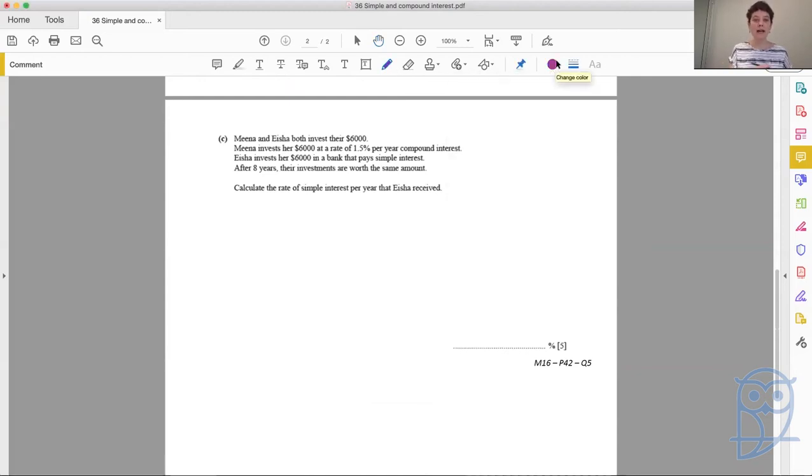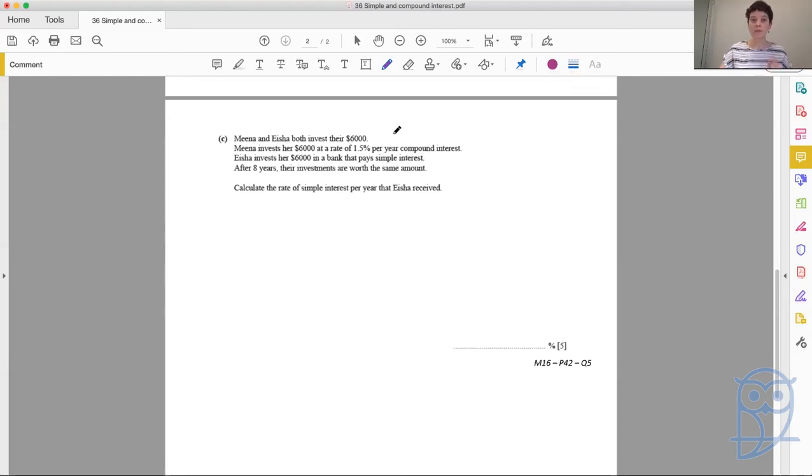So Mina and Aisha both invest their $6,000. Again, we're following on from previous parts in a question all about Mina and Aisha. Mina invests her $6,000 at a rate of 1.5% per year compound interest. Aisha invests her $6,000 in a bank that pays simple interest. They don't tell us the rate. After 8 years, their investments are worth the same amount. The 2 investments are equal. Calculate the rate of simple interest per year that Aisha received.